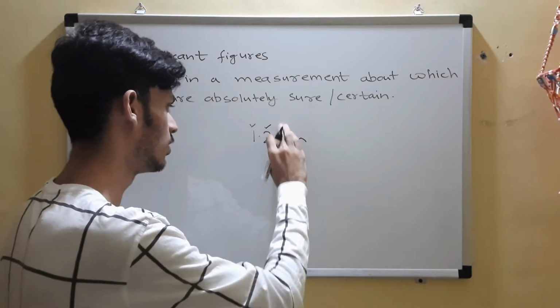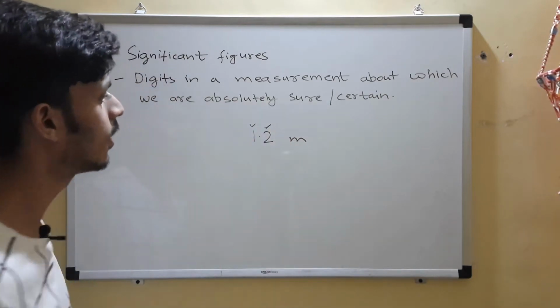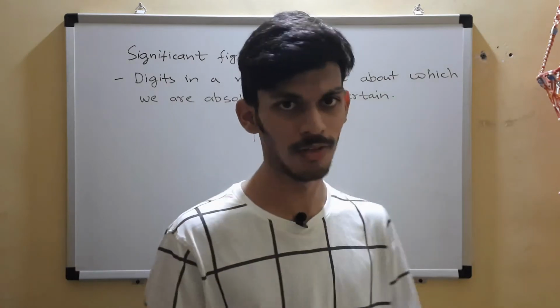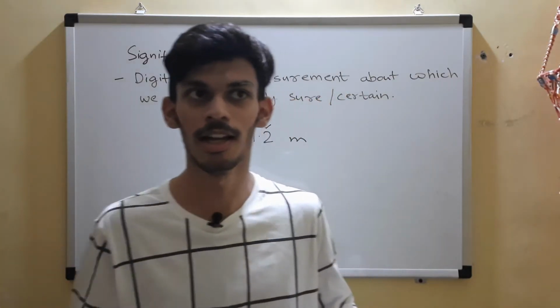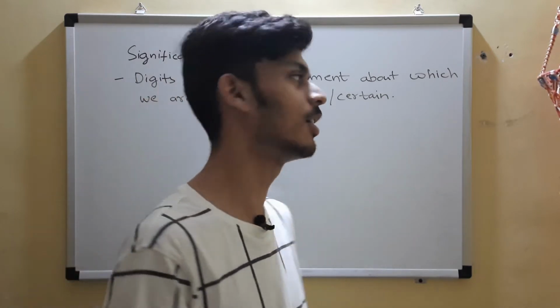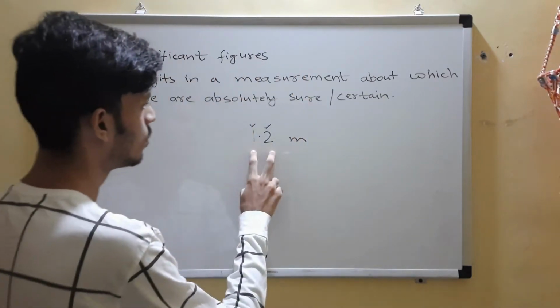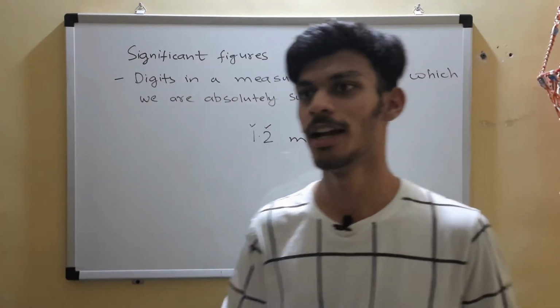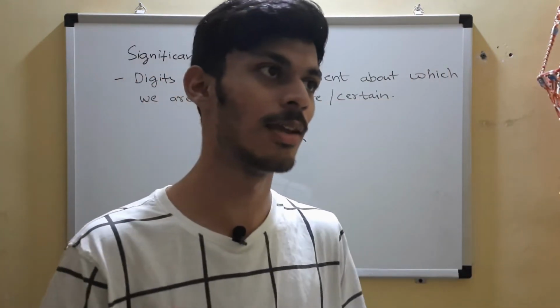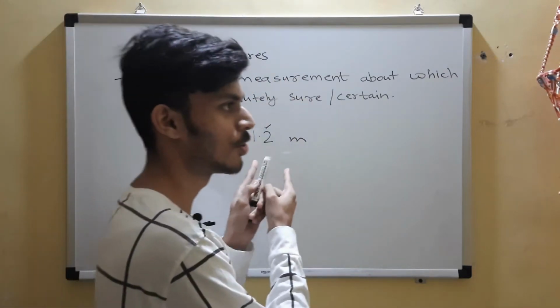Let's remove this 3. You measured it as 1.2. Now what if I ask you for the next decimal place? You'll say I didn't measure, I am not sure about it. So these two figures become significant, but this is a two-way talk, right? I have to ask every time, are you sure about this?